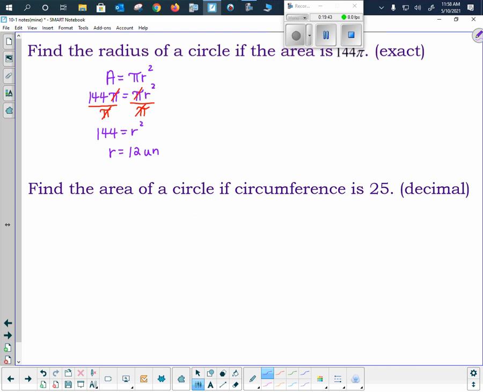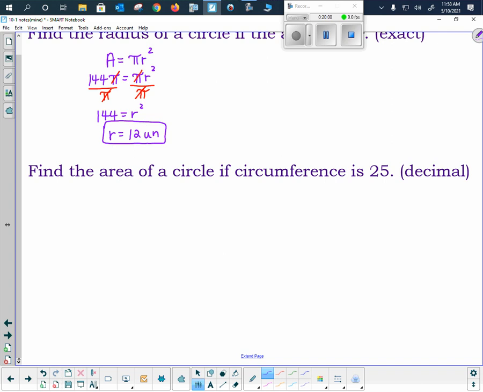I go back and read my problem and notice finding the radius is exactly what they wanted. So I'll go ahead and box it. I'm finished with that one. Okay, and they wanted it exact. It is exact. All right, the second one, find the area of a circle if the circumference is 25.